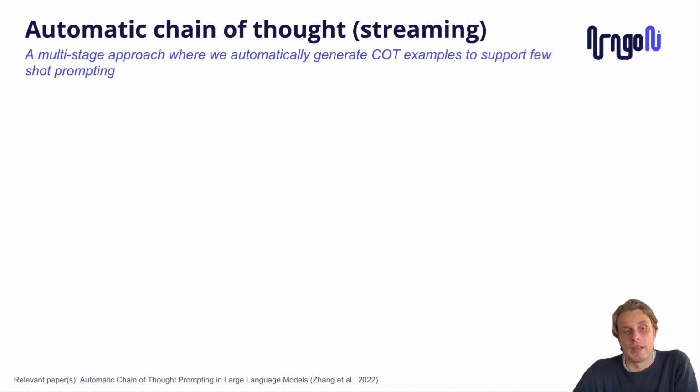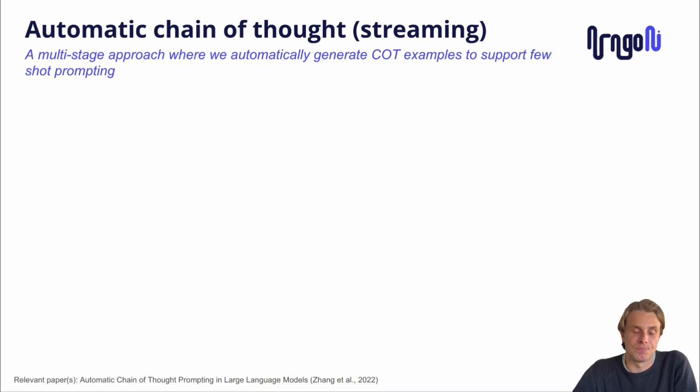Okay, now we're going to talk about automatic chain of thought. Specifically, we'll speak about the streaming approach that they suggest in the paper, because I think it's probably the more interesting for a production-based setting, and also provides a complete example of the basic chain of thought approach. This technique is designed to generate chain of thoughts that you could then use for a few-shot prompt, basically in an iterative manner.